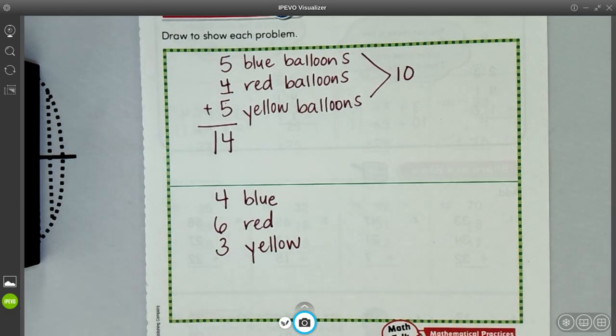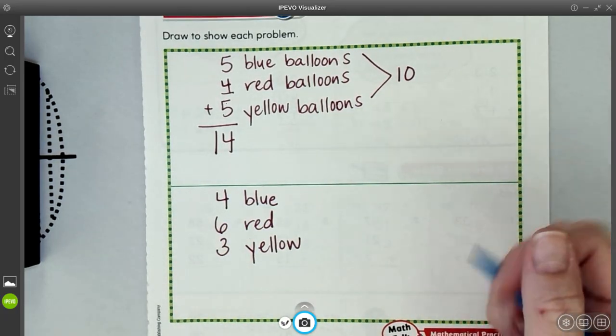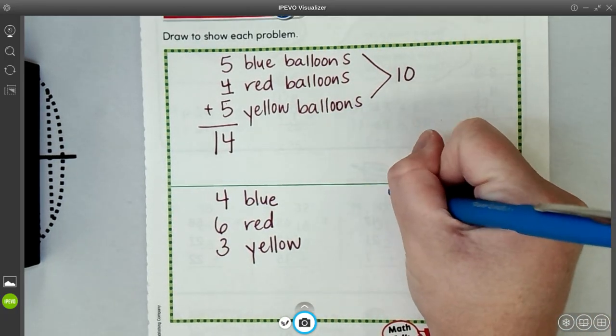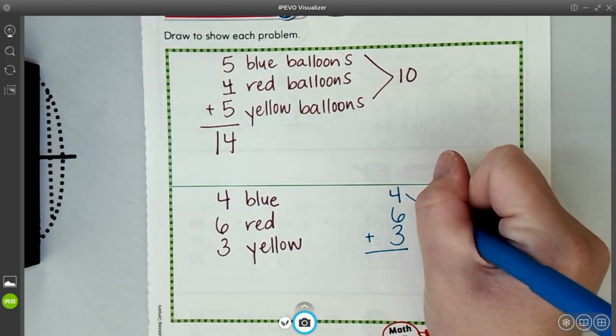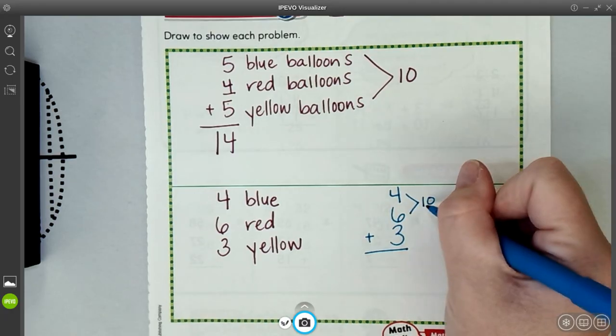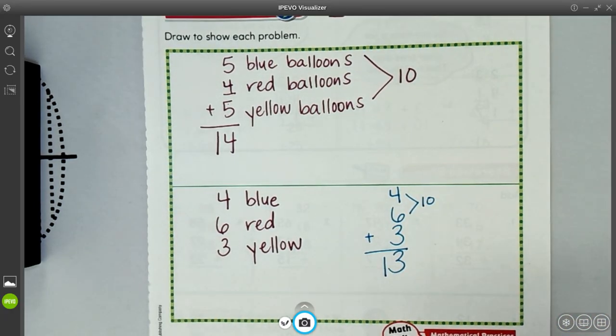All right, great job. So we have 4 blue balloons, 6 red balloons, and 3 yellow balloons. So I'm going to add them all up. 4 plus 6 plus 3. 4 and 6 give me 10. 10 plus 3 would be 13. All right.